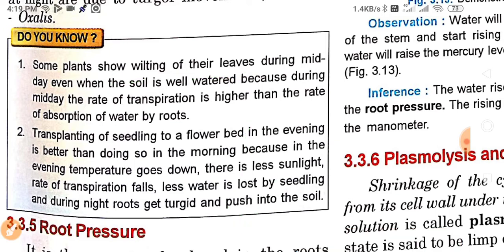Transplanting of seedlings to a flower bed in the evening is better than doing so in the morning, because in the evening temperature goes down, there is less sunlight, the rate of transpiration falls, less water is lost by the seedling, and during the night roots get turgid and push into the soil. That's why it is always good to give water when transplanting seedlings in the evening.